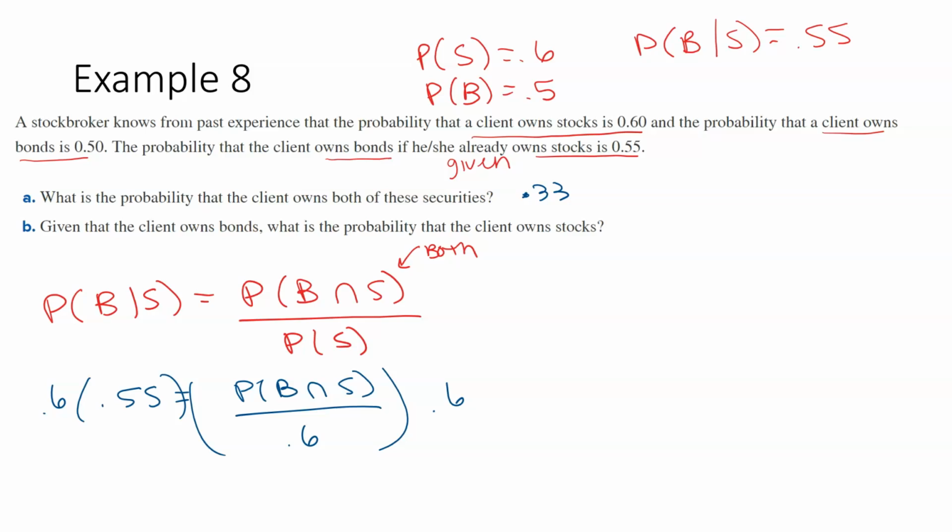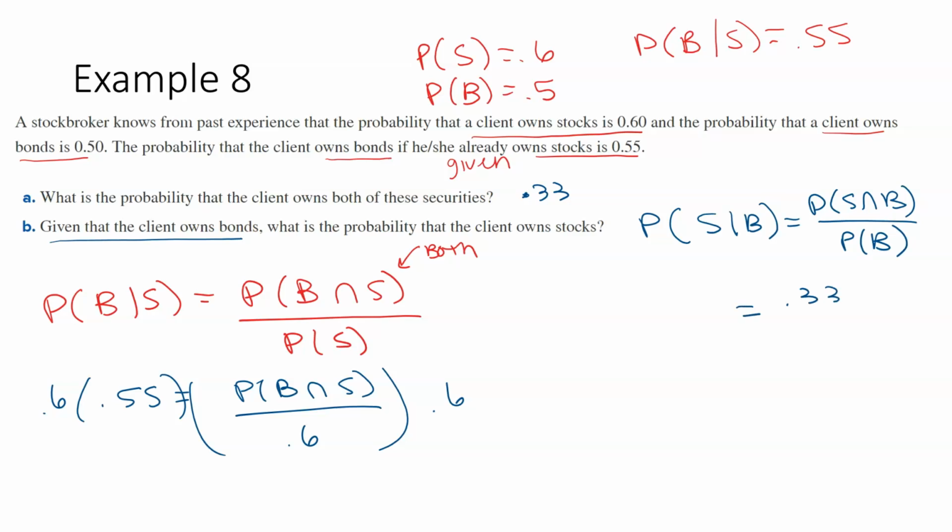Given that the client owns the bond. So now they're giving you the given first, which is a little confusing. What is the probability the client owns stocks? So this is the given. It's given they own bonds. Given they own bonds. See that? They gave it to you backwards. What is the probability that the client owns stocks? So this is the probability of both over this. So we know the probability of both is 0.33 and the probability of a bond is 0.5. So we would find that that is 0.66.